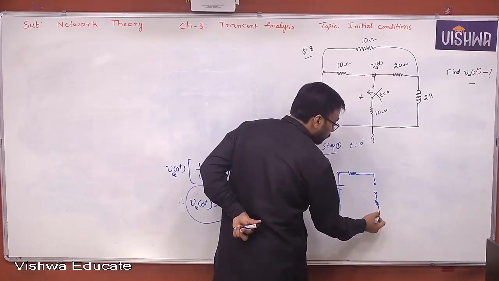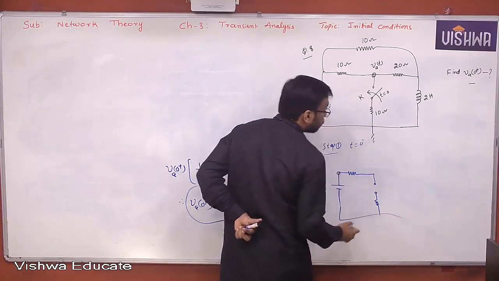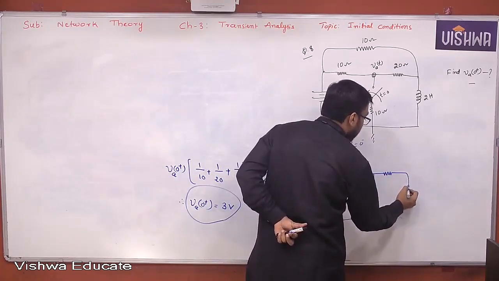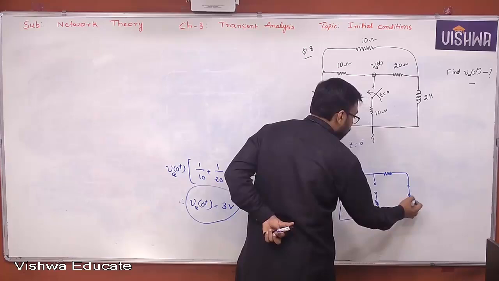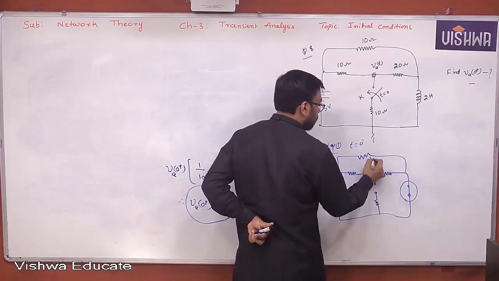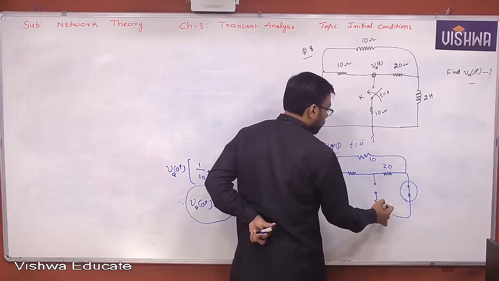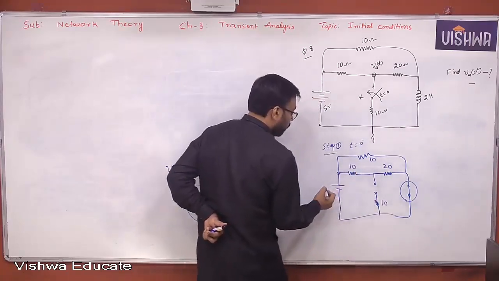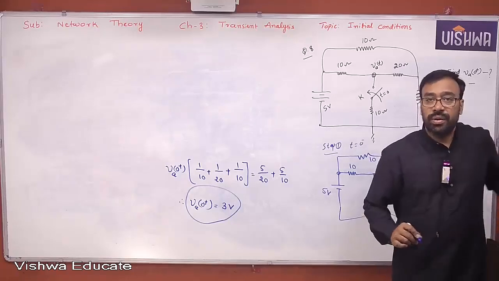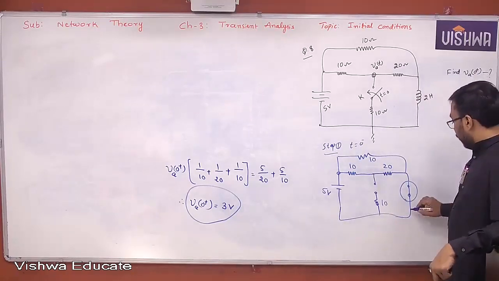Open circuit. This is acting like a short circuit, but the physical inductor is available. 10, 20, 10, 10, 5 volts. What is your objective in the first step always? Current through inductor, voltage across capacitor. Yes or no? So let me find the current through the inductor.